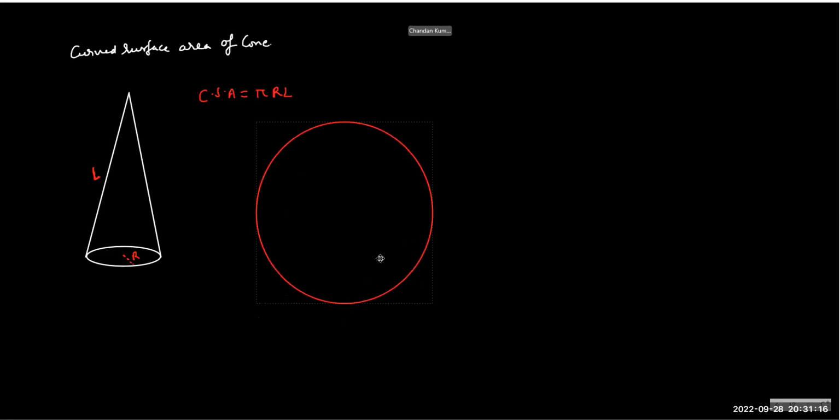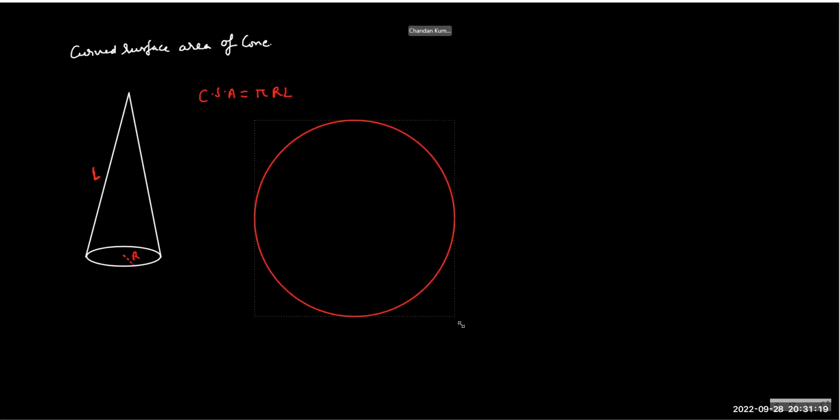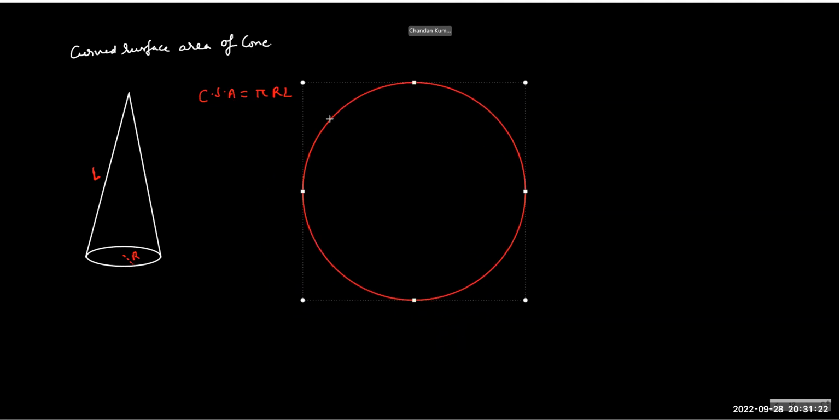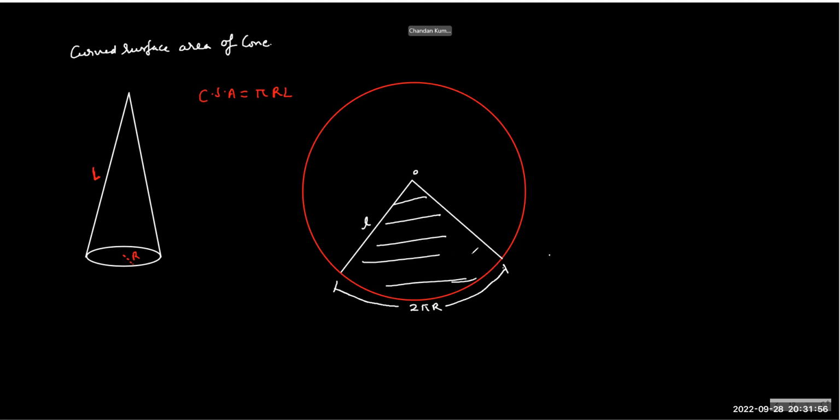So every cone will appear as a circular arc always. The slant length of the cone acts as the radius, and the perimeter of the base will act as the arc length. So basically, the curved surface area of a cone is nothing but this area, and we all know how to find the area of a sector.